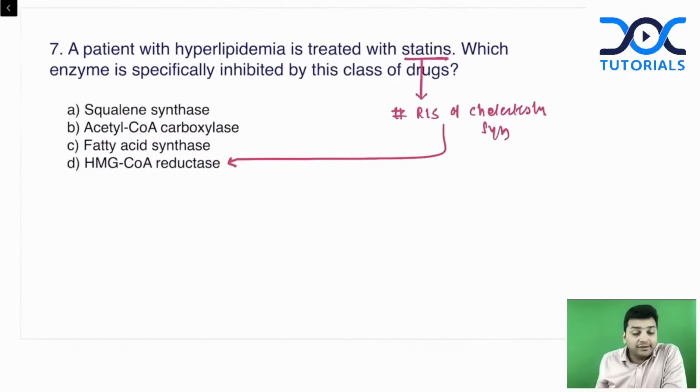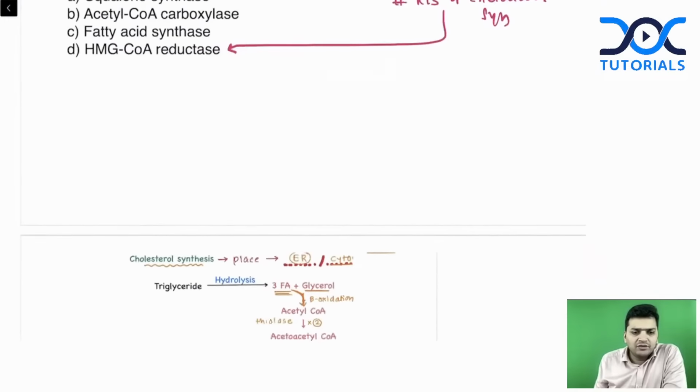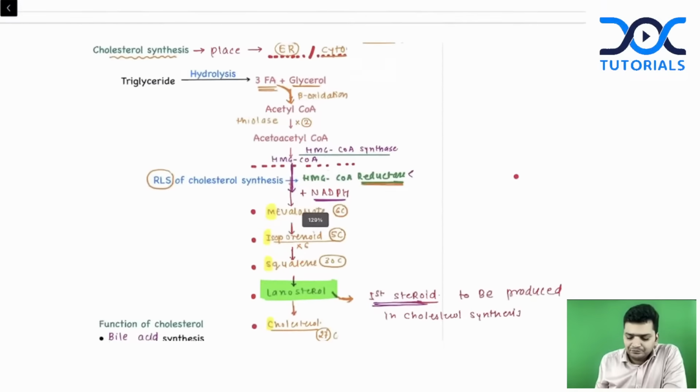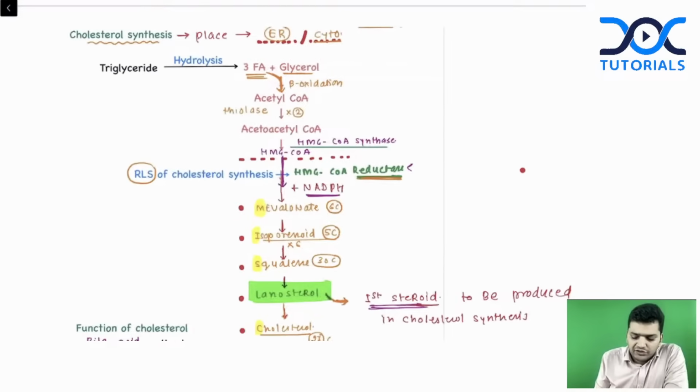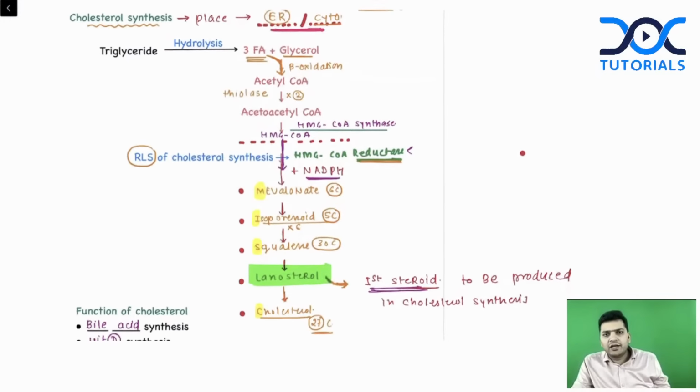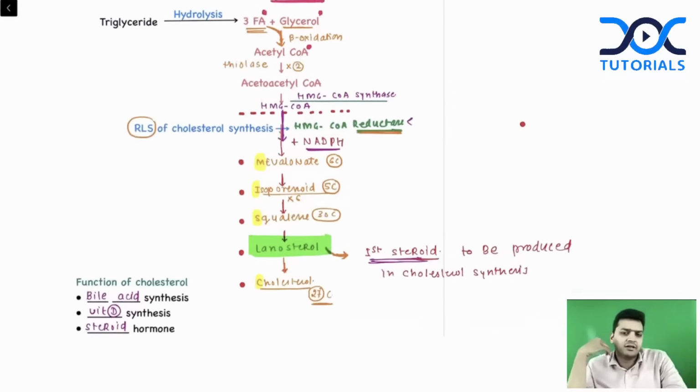If I just show you how the cholesterol synthesis is happening, look at this cholesterol synthesis pathway. The cholesterol synthesis occurs in the endoplasmic reticulum and the cytoplasm. Because cholesterol is a derived lipid, we are going to derive it from triglycerides. The triglycerides will be broken down. We are going to get the 3 fatty acids and glycerol. The fatty acid will undergo beta oxidation. We are going to generate the acetyl-CoA. Then the further reactions occur. And ultimately, we are going to generate the cholesterol.